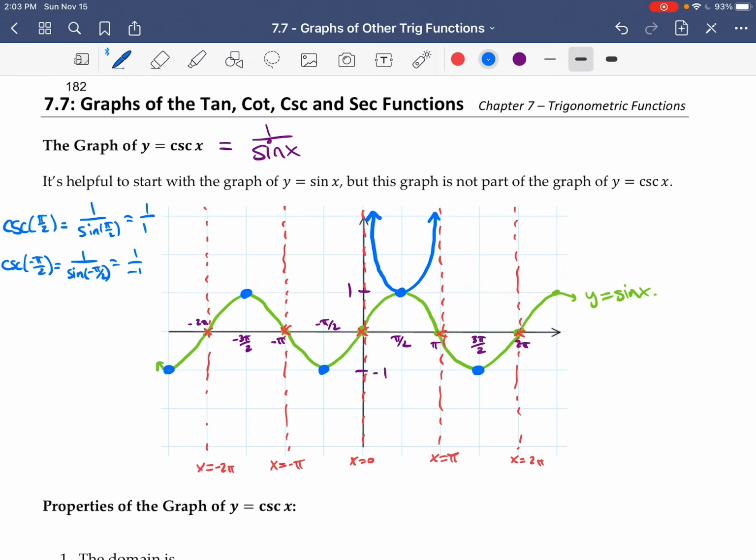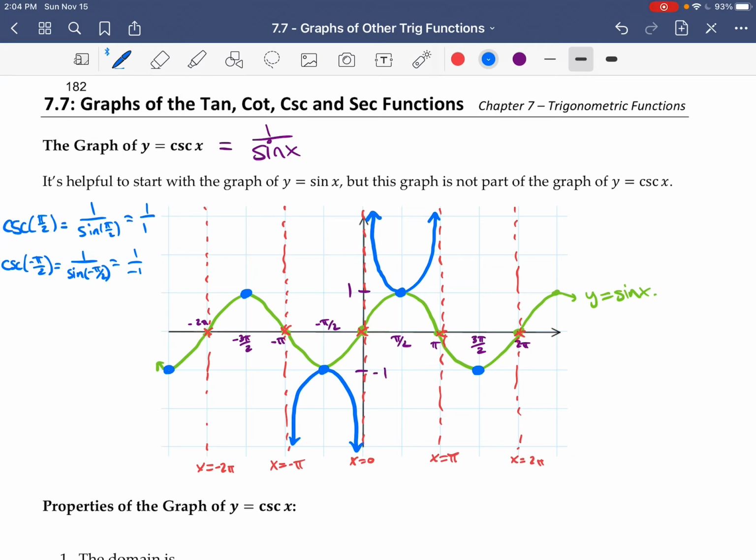Now if we do negative pi to 0, on this interval, here my y value is -1, but in this interval it's bigger than -1, so it's a smaller number, but negative, so it's bigger. So I'm taking 1 and dividing by a negative number that's approaching 0. So that's going to approach negative infinity. The same happens down here. So when the sine graph is below the x-axis, the y values are negative, which means cosecant is also going to be negative.